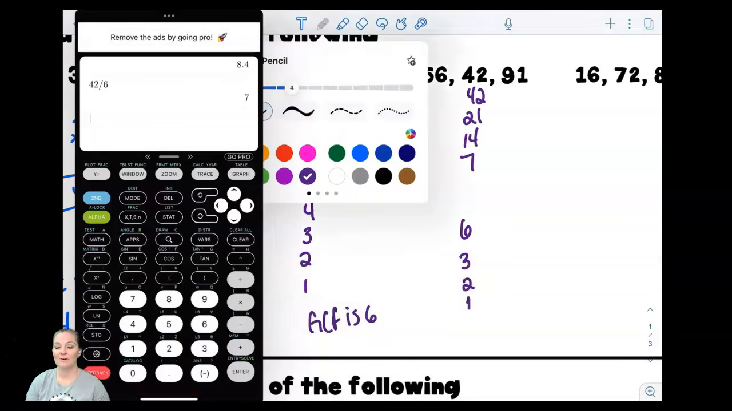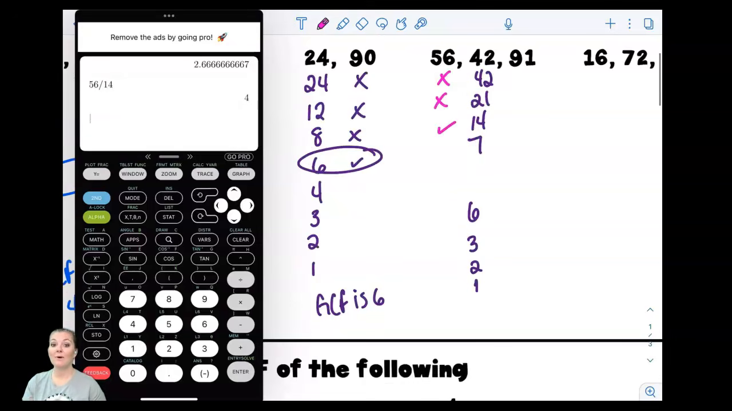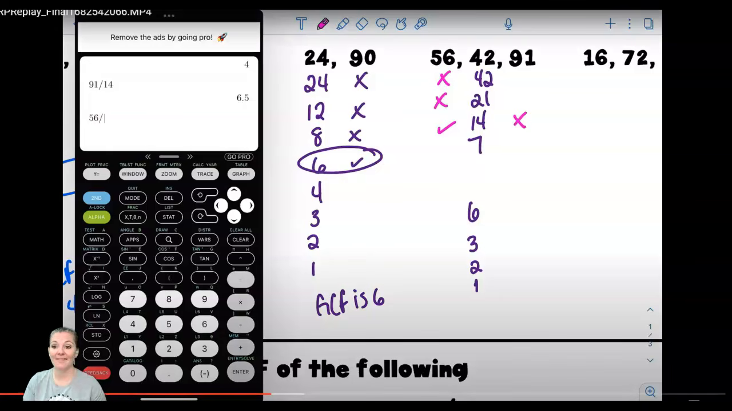56 divided by 42 is not pretty. 56 divided by 21, also not pretty. 56 divided by 14, that one's okay. So now I'm going to go check with 91. It's not pretty. So 14 is not the GCF.